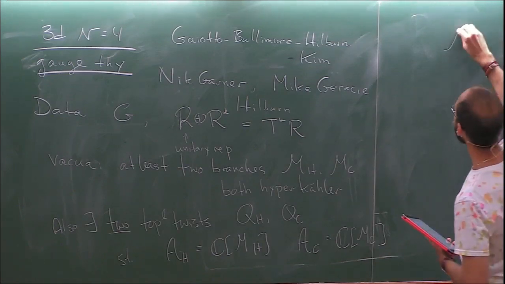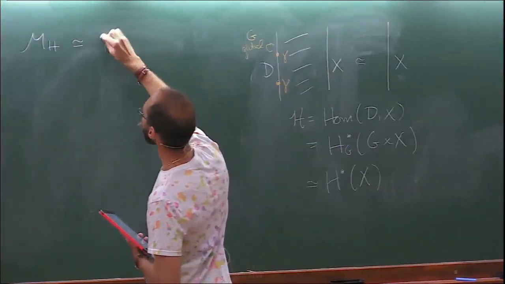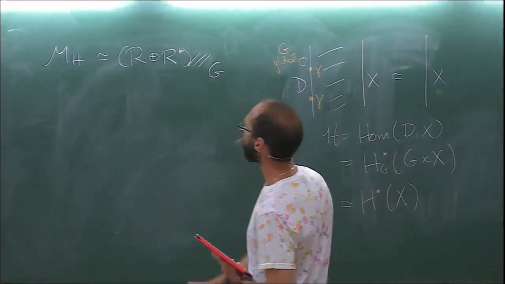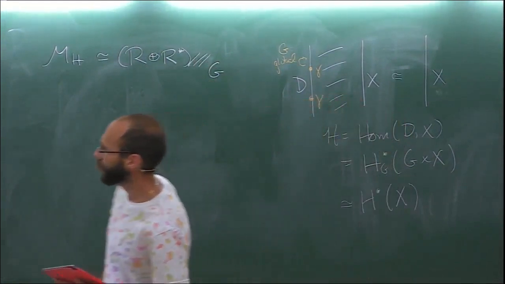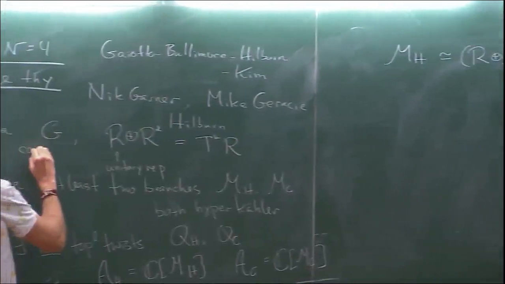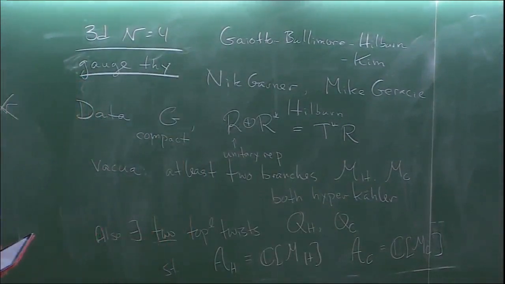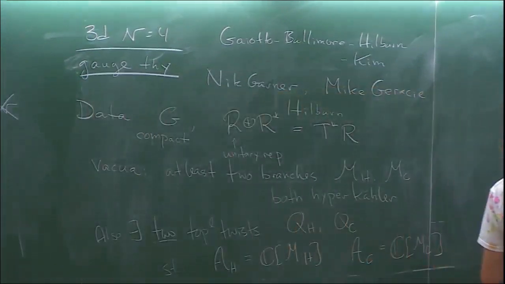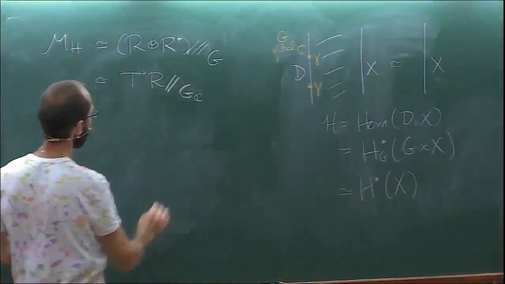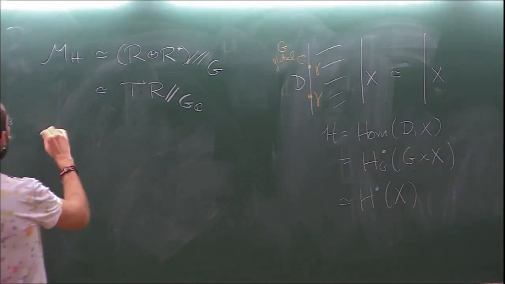The Higgs branch is easy to describe in terms of this data. It's the hyperkähler quotient of R plus R dual mod G, and as everywhere in these lectures, G is a compact Lie group. So it's a hyperkähler quotient, or in complex language, you might want to think of that as a holomorphic symplectic quotient of T star R by G_C. What about the Coulomb branch?